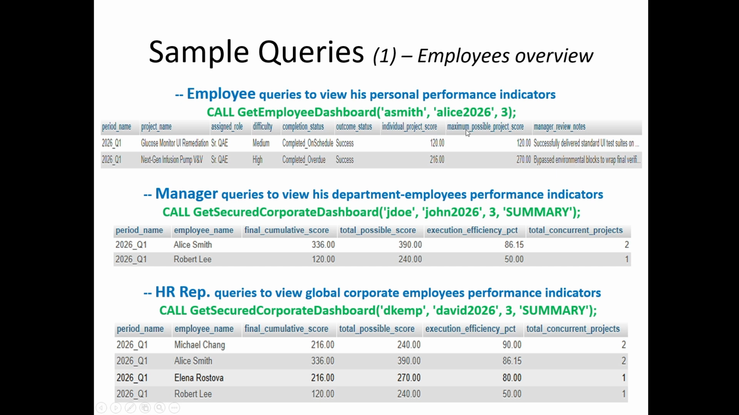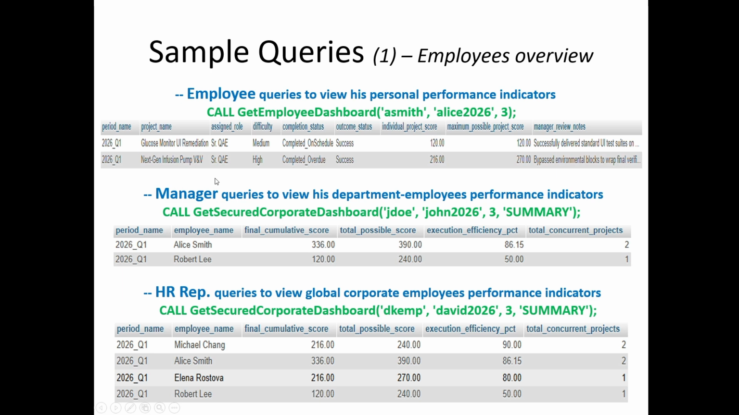The system uses a single source of truth, the 2026 Q1 performance records, but filters the data based on who is asking. In the first query, Alice looks at her own record. She sees the granular details of her daily work. She can see exactly why her score took a hit. The infusion pump project went overdue, and she can read the specific notes her manager left about her bypassing technical blockers.